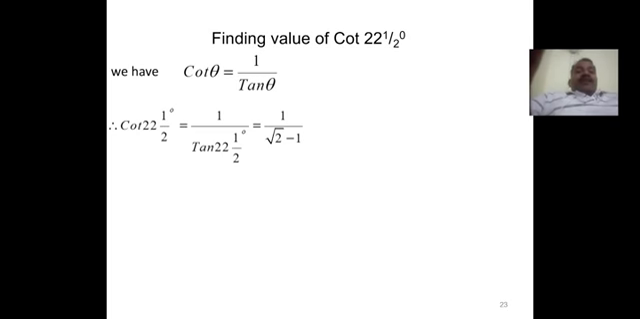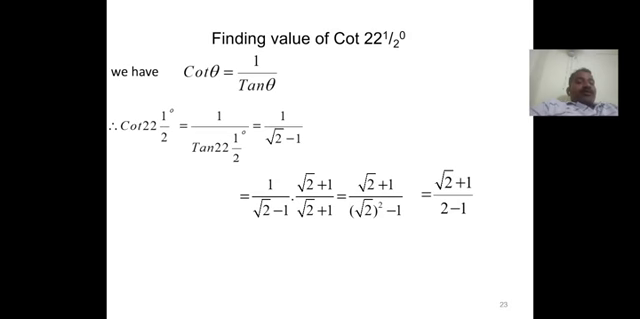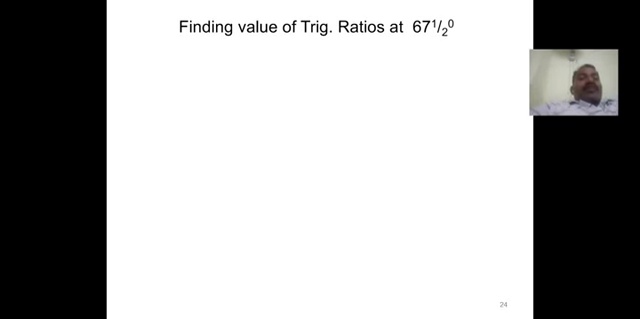Okay. Find the value of cot 22 and a half. For getting the value of cot 22 and a half, just take the reciprocal of tan 22 and a half. Therefore, cot 22 and a half equals 1 by tan 22 and a half, that is 1 by (root 2 minus 1). By rationalizing, (root 2 plus 1) by (root 2) whole square minus 1, that is 2 minus 1, that is 1. Root 2 plus 1 is the cot 22 and a half. So this is the value of cot 22 and a half.